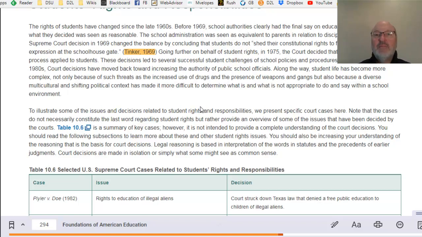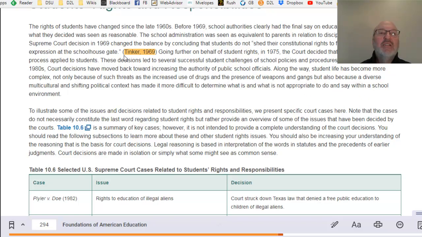However, and this is how we write, we say however, after we've made a bold statement. Since the late 80s, the court decisions have moved back toward increasing the authority of public school officials. Along the way, student life has become more complex, not only because of such threats as increased use of drugs, the presence of weapons and gangs in schools, but also because diverse, multicultural, and shifting political contexts have made it more difficult to determine what is and what is not okay to do and say in school environments.